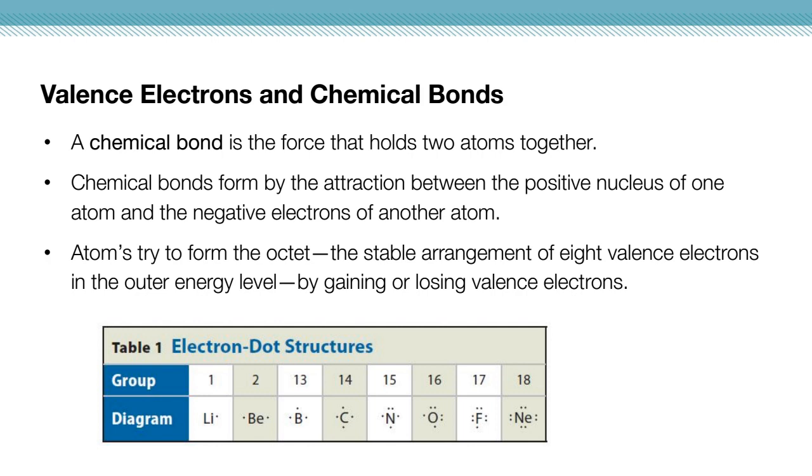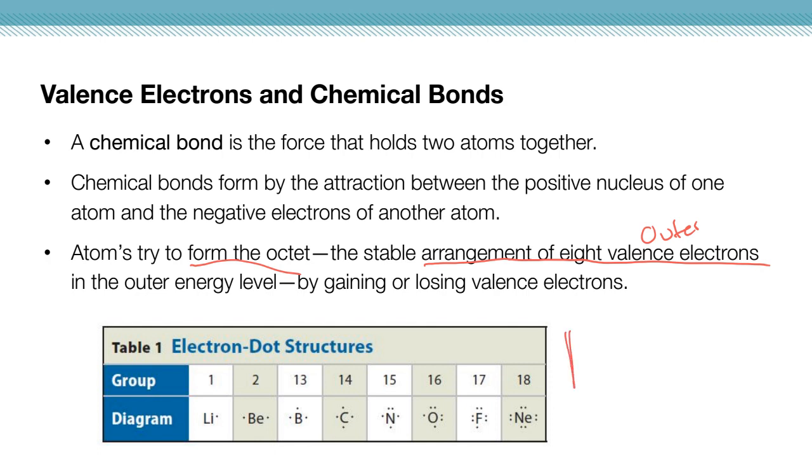Now, remember from last chapter, I said everybody wants that 8 valence electrons. They try to form the octet. That's what that is. It's an arrangement of 8 valence electrons. Valence is just another way of saying outer electrons. Now, I showed you something called a Lewis dot structure, where you look at the periodic table and figure out how many electrons something has based on what group it's in.